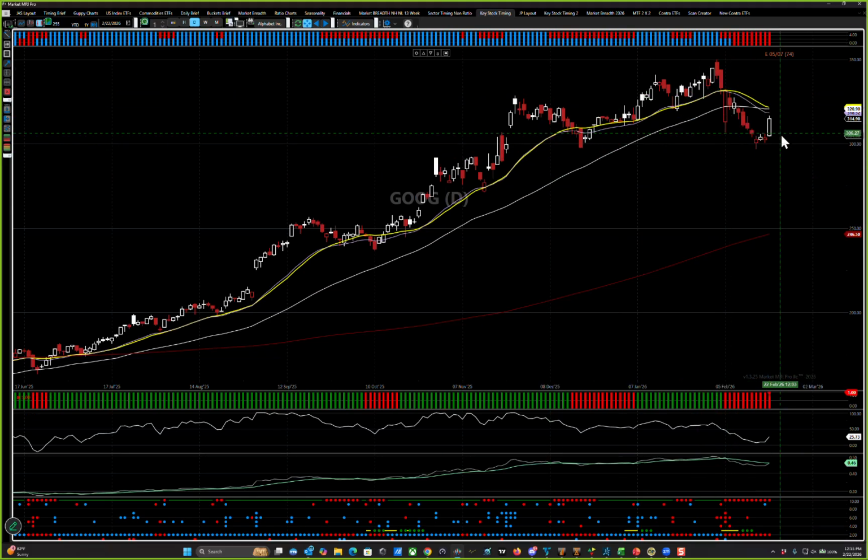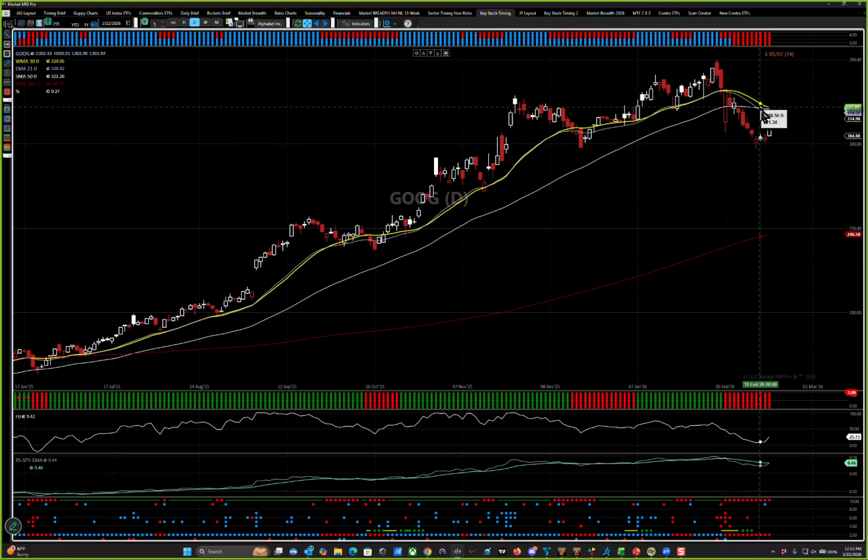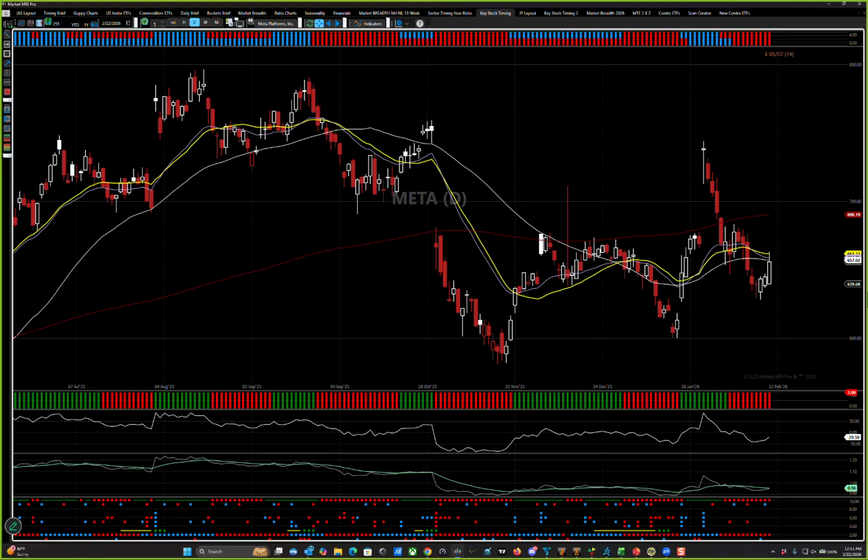Google, is it done going down? I like to see it above the yellow line, but it looks, I might be nibbling. Meta, man, what a disappointment. Rallied on earnings and sold off with everybody else's. Like everybody else, is it getting ready to be exciting?